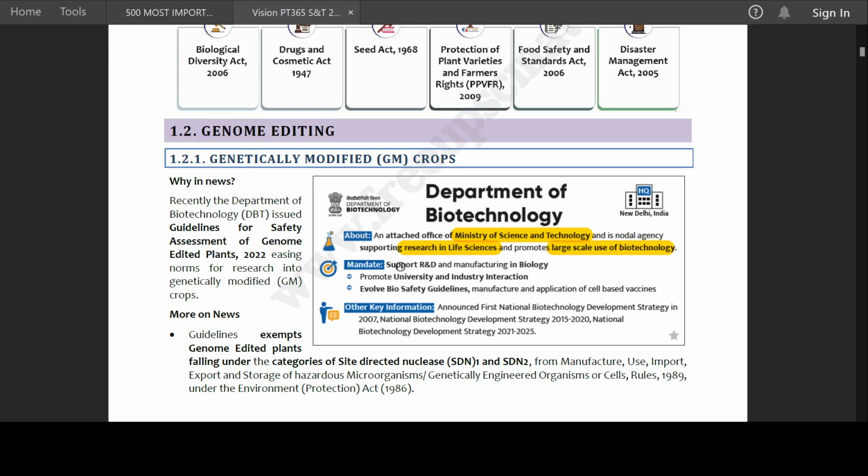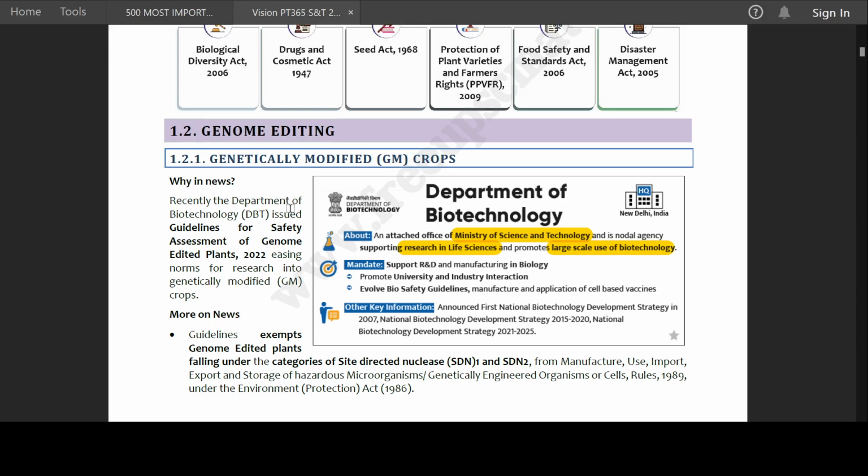What is the mandate? Support research and development and manufacturing in biology, promote university and industry interaction, evolve biosafety guidelines, manufacture and application of cell based vaccines. It announced the first National Biotechnology Development Strategy in 2007, then National Biotechnology Development Strategy 2015-2020, and now running is the National Biotechnology Development Strategy of 2021-2025.